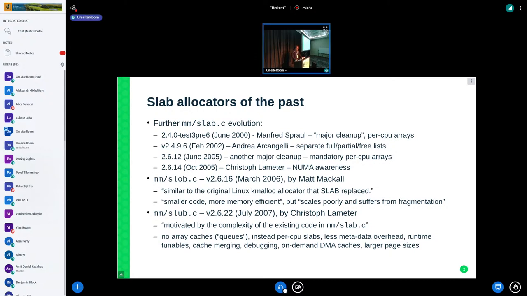And there was some further evolution of the slab allocator. We had some cleanups, the per-CPU arrays for better performance, NUMA awareness, and you can already recognize some names that are still active.